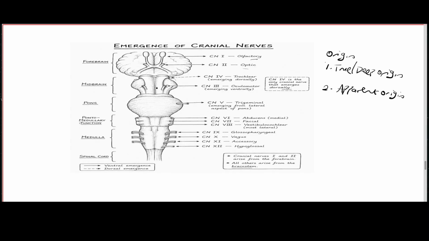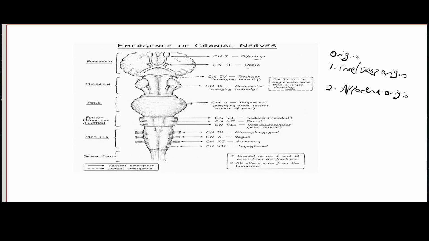For the midbrain, we have the trochlear nerve that is emerging from the dorsal part of the midbrain, and we have the oculomotor nerve that is emerging from the ventral part of the midbrain. For the pons, we have the trigeminal nerve that is emerging from the lateral aspect of the pons. Then we have the pontomedullary junction, the junction between the pons and the medulla. We have three nerves emerging from the pontomedullary junction: the abducens nerve, the facial nerve, and the vestibulocochlear nerve.